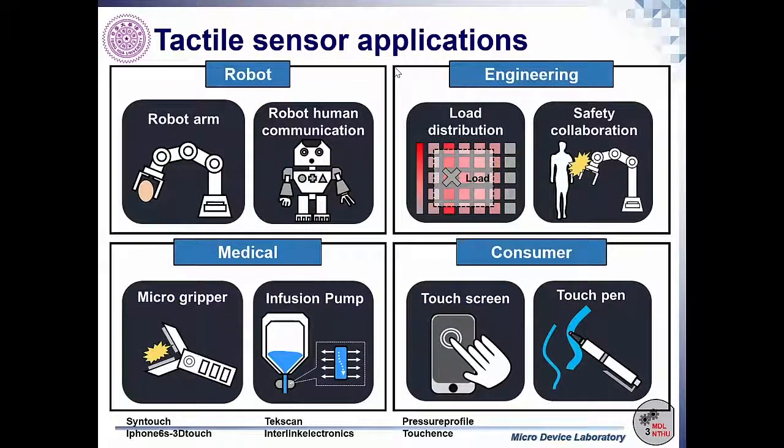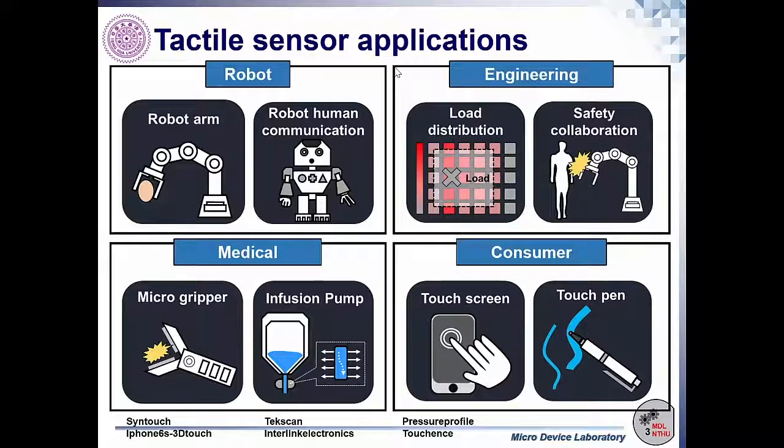A tactile sensor is known as a sensor which can capture the information of touching force. There are various existing or promising applications of tactile sensors, and they are getting more and more attention year by year due to their versatile application needs. In this summary table, we simply categorize them into 4 application fields. The first is automatic or robot-human communication in the robotic industry. The second is the analysis of loading distribution and safety collaboration in the engineering application field.